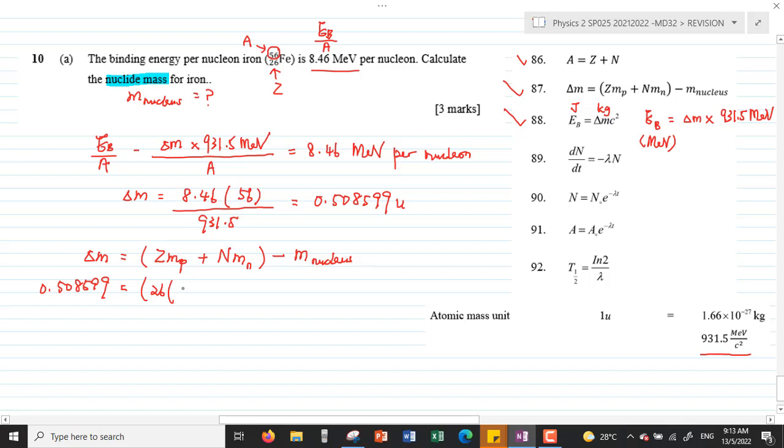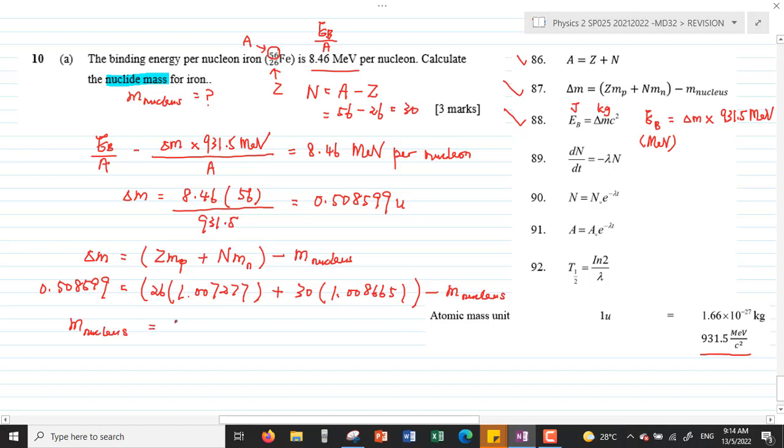So I put in the values. Mass of the proton is 1.007277, plus the number of neutrons. How am I going to get the number of neutrons? You might use equation 86: the number of nucleons minus the number of protons. So 56 minus 26 gives 30. The number of neutrons is 30 multiplied by the mass of 1 neutron, again from the list of constants, around 1.008665. Then minus the mass of the nucleus. Then we do our calculations, and the mass of the nucleus will be around 55.9403 u. Then we have solved the question.